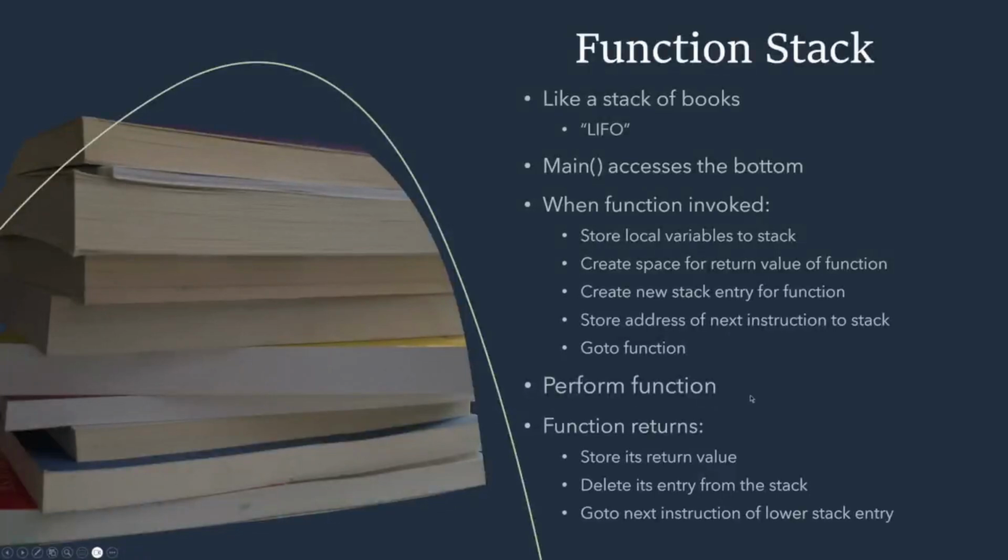Then that function executes, then it returns. So what you do is you store its return value in this space. You delete that whole frame, its entry, from the stack, and then you go to the next instruction of the lower stack entry. So it just moves right along.